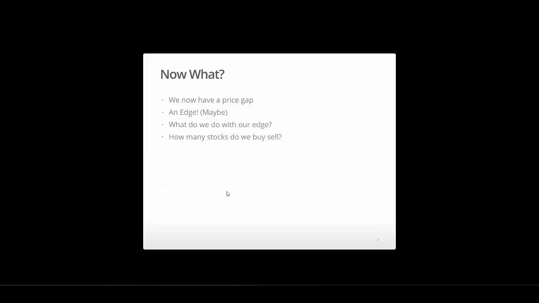So both these algorithms hopefully will give us a price gap between what the market tells us the price is and what we've modeled the theoretical true price to be. So that represents an edge, hopefully. So with that edge in hand, what do we do?